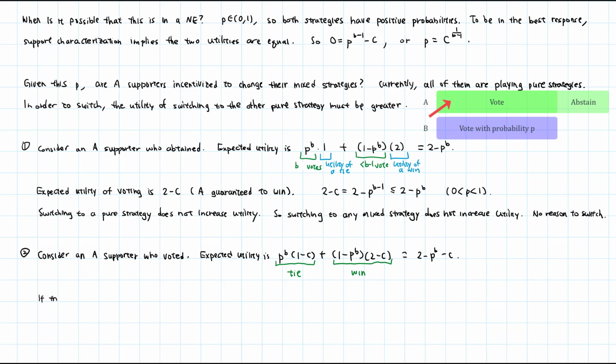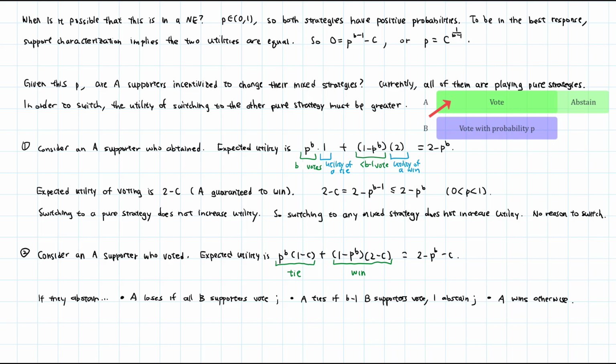And now suppose they decide to abstain. Then the number of A supporters who voted is B minus 1. There are 3 possible cases. Either A loses if all the B supporters vote, A ties if B minus 1 B supporters vote and 1 abstains, or A wins in the other cases. So now, can you calculate the utility for abstaining?